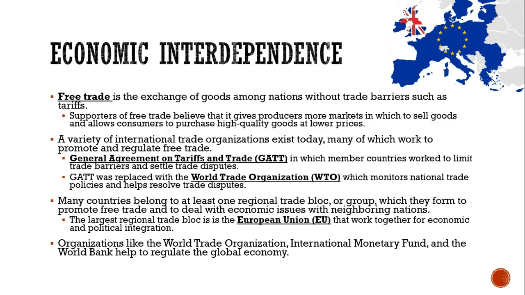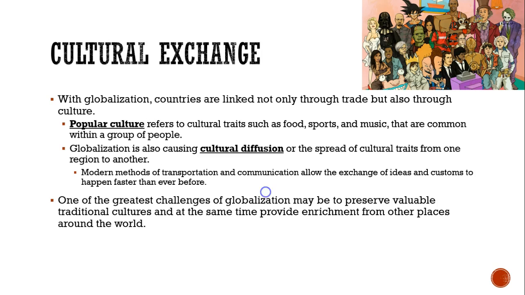In the last couple of years, the UK has broken apart from the European Union and formed its own path. This was called Brexit. Organizations like the World Trade Organization, the International Monetary Fund, also called the IMF, and the World Bank help to regulate the global economy and help nations in crisis when they are having economic issues.